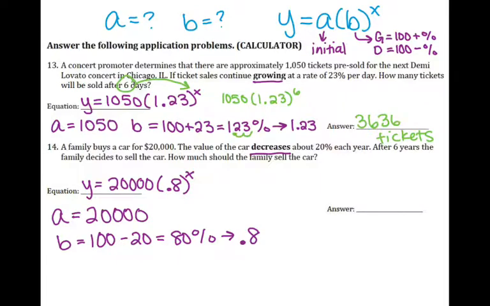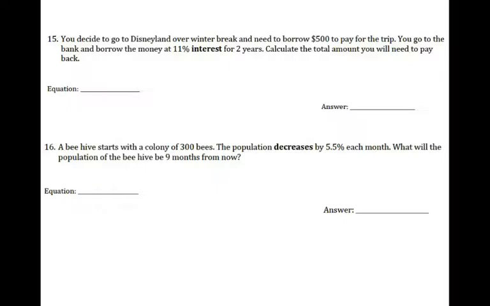So the question says, after 6 years, how much should you sell the car for? So I'm going to take 6 and plug it in for x. So I have 20,000 times 0.8 to the sixth power. So let me calculate what that is. 20,000 times 0.8 to the sixth power is approximately $5,242.88. Anytime you're working with money, you should always round to two decimal places, since money usually operates in two decimal places.